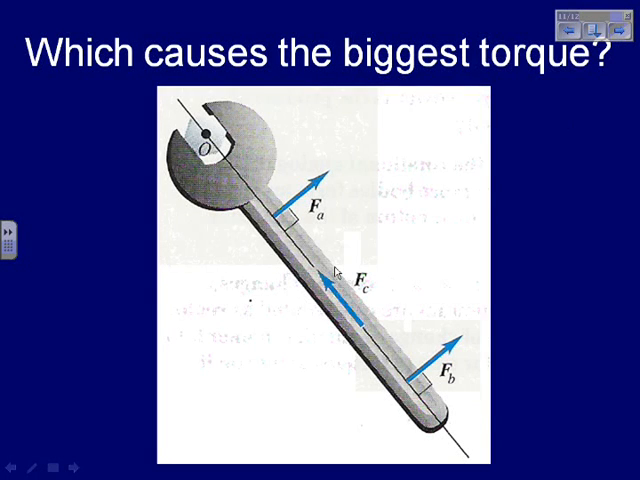So, three forces trying to spin this wrench. Which one causes the biggest torque? F of B, if we assume that A and B are the same force, which arrows look pretty similar, so we can assume that, right? What about C? No torque at all, okay?